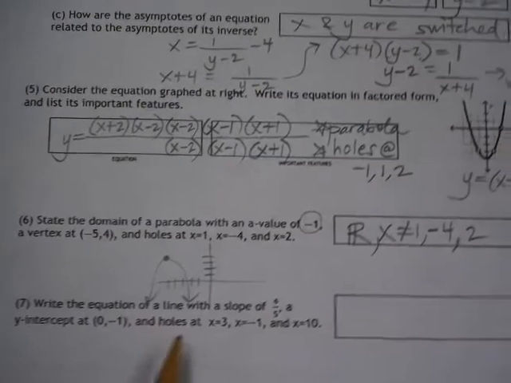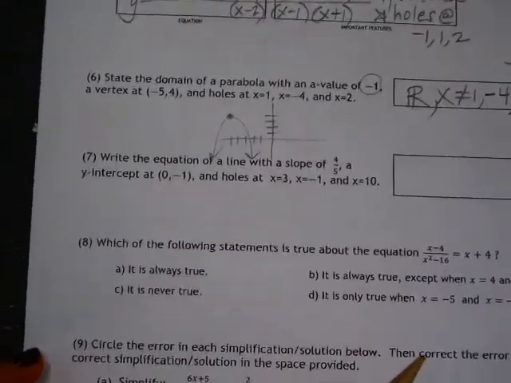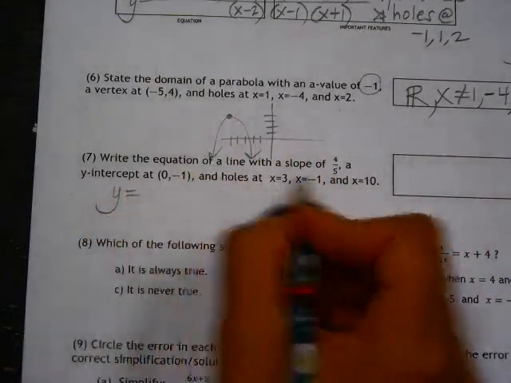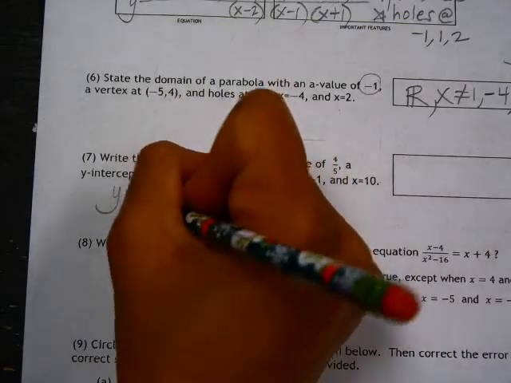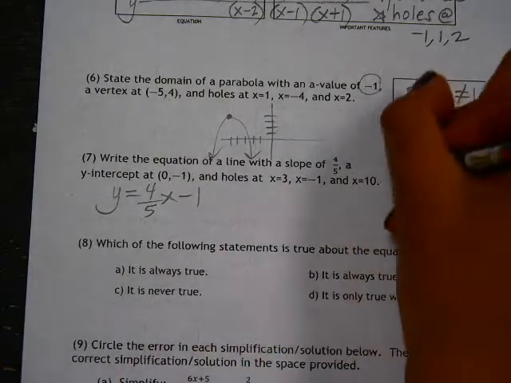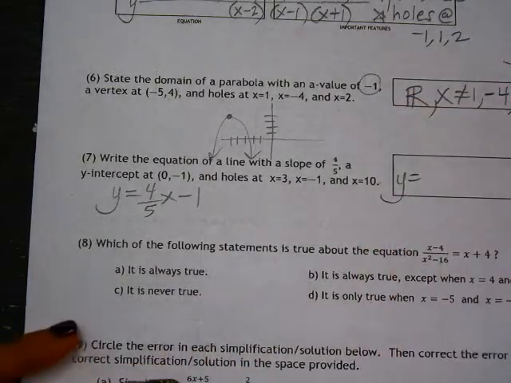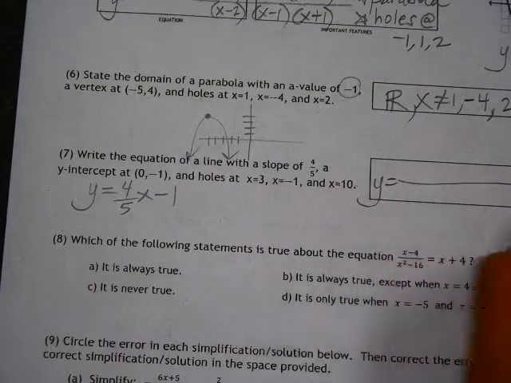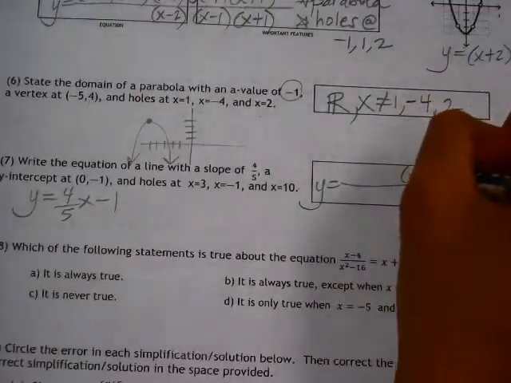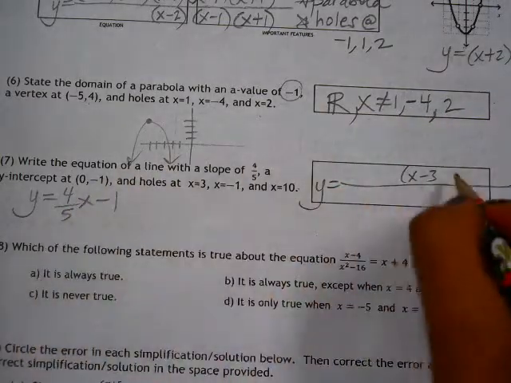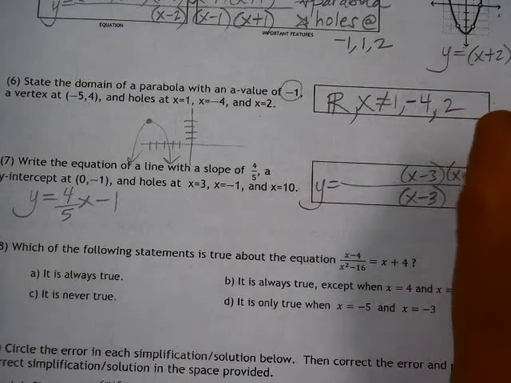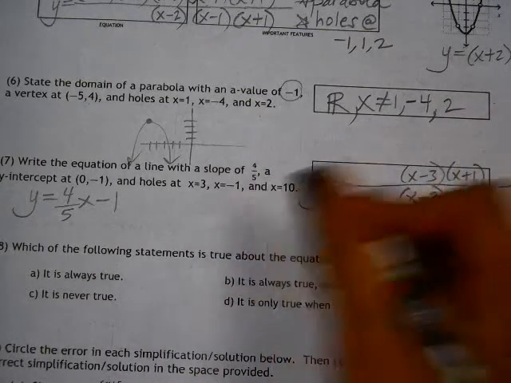All right, number 7, we're going to write the equation of a line with a slope of 4/5 and a y-intercept of negative 1. So disregarding the holes to begin with, we would have an equation of a line, mx plus b. Now, if we're trying to write the equation including all of its holes, we would need a factor of x minus 3. I'm going to leave some space here for this. We'll come back to that in a minute. x minus 3, x plus 1, as well as x minus 10.